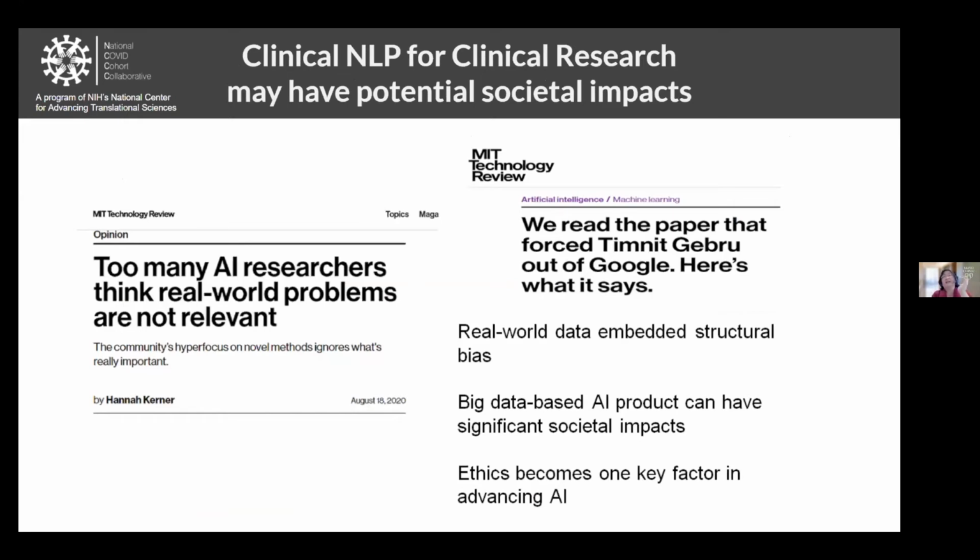Another thing that makes us think dearly to our heart is that when you use clinical NLP to enable clinical research, if you do something wrong on the extraction side, the data generated from that may have societal impacts. For example, you may be missing critical data elements which may only appear in notes related to socially disadvantaged groups.